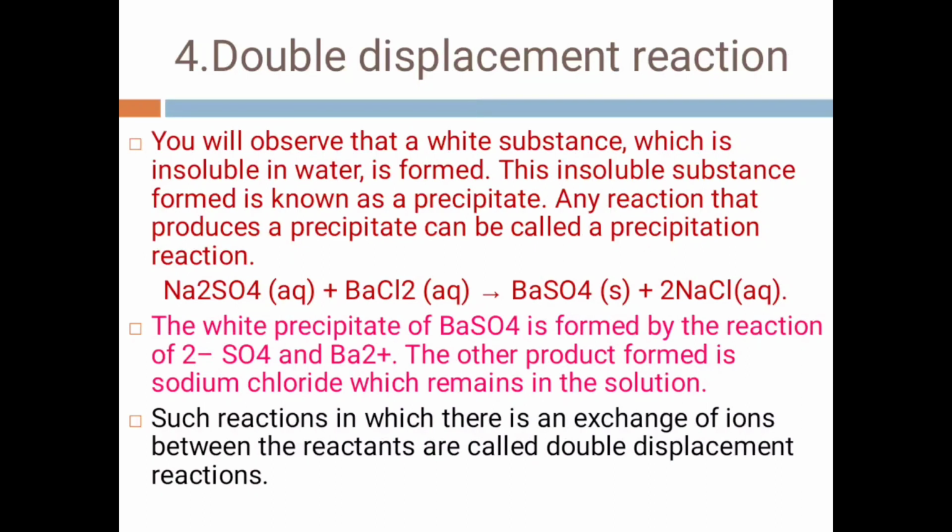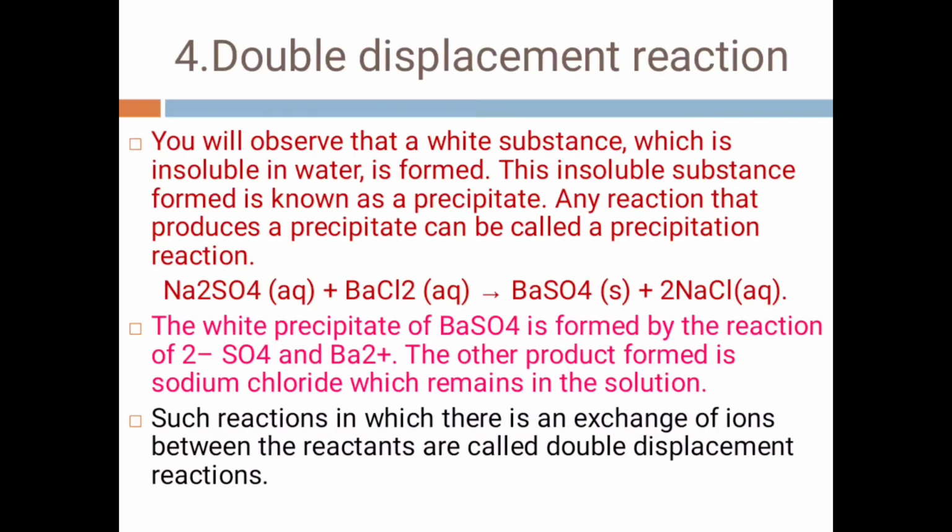Now what is a precipitate? It's an insoluble substance which is formed in a reaction mixture. Okay, any reaction wherein this precipitate is being formed, that reaction will be named as a precipitation reaction. Now let us consider an example. Na2SO4 plus BaCl2 giving rise to BaSO4 plus 2NaCl.